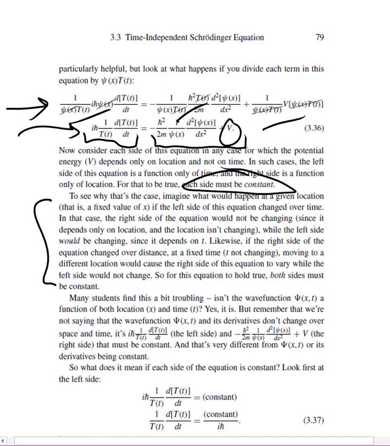There's a little explanatory paragraph here about why that's true, and it says, just think about what would happen if this side wasn't constant and changed over time. Well, since this side doesn't depend on time, it wouldn't be changing, while the left side would, and the equation wouldn't hold. Likewise, if the right side were to change over space and the left side depends only on time, then if we move position, the right side would change and the left side wouldn't. So that means that neither the left side nor the right side can change. And if they can't change, they must both be constant.